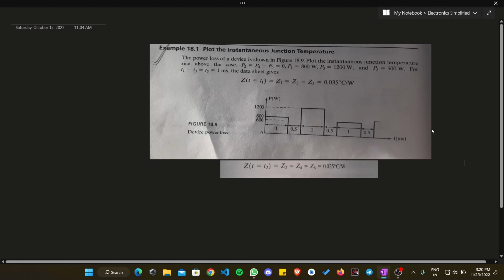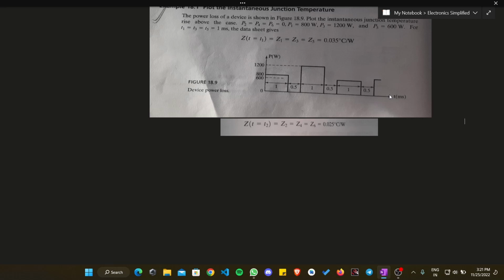So in this, to plot the junction temperature rise graph, first of all we have to find the junction temperature at each of the points, right? Suppose here this is 1 millisecond, then 1.5, then 2.5, then 3 millisecond, then 4 millisecond, after that 4.5 milliseconds. For all these time points, we have to first find the junction temperature. Once we are done with finding the junction temperature at each of these time periods, that is 1 millisecond, then 1.5, then 2 and so on, after that we can easily plot the graph of it.